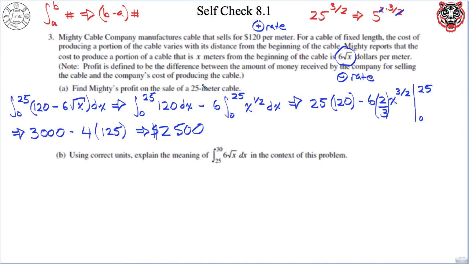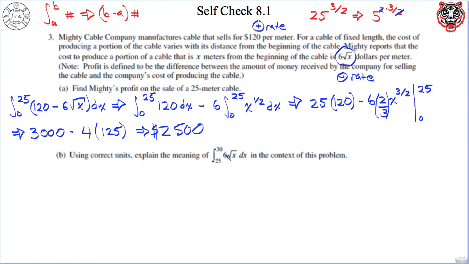So remember that when I'm selling something that is sold at a rate, remember that this is a rate. In order to just have a flat amount of money, I need to do the integral. That's how I knew at the very beginning to do an integral. Let's go to part B.